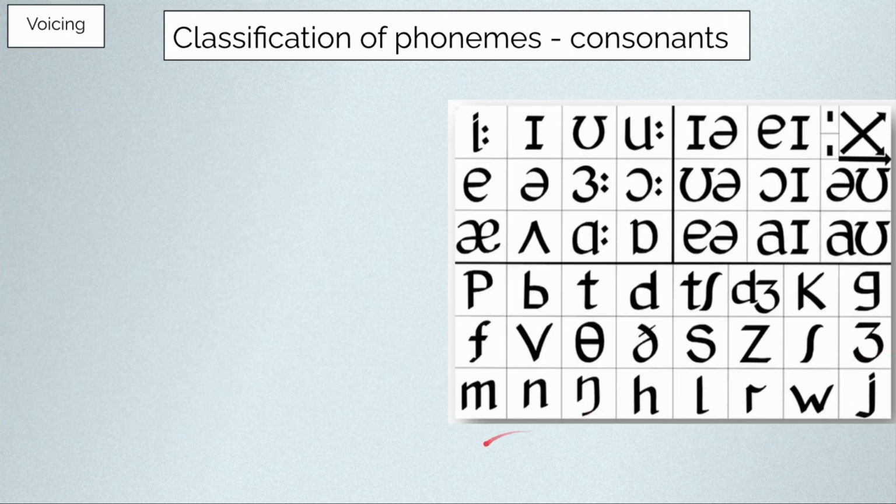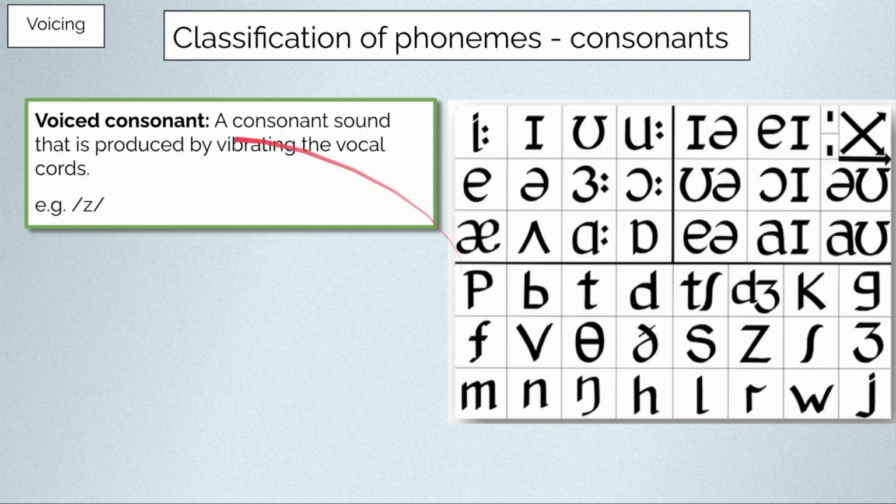Moving on to consonants, which we can see here in the lower half of the chart. And let's first look at voicing. A voiced consonant is a consonant sound that's produced by vibrating the vocal cords, e.g. zzz. You can tell that the vocal cords are vibrating if you place 2 fingers on the side of your neck, as if you're feeling your pulse, and then say the sound zzz.